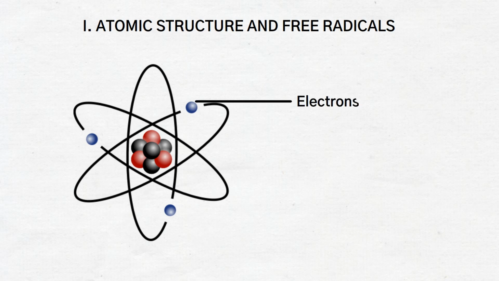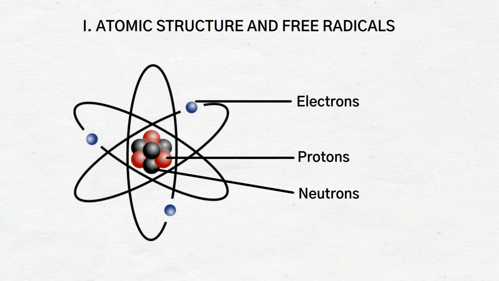Discovering subatomic particles revolutionized our understanding of atomic structure. There are three primary particles that make up atoms. The three primary subatomic particles are electrons, which are negatively charged particles orbiting around the nucleus. Protons are positively charged particles located in the nucleus. Neutrons are electrically neutral particles also found in the nucleus.